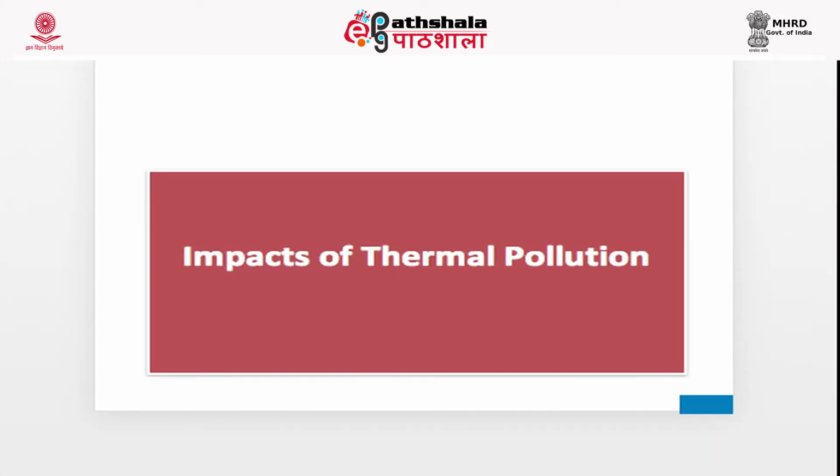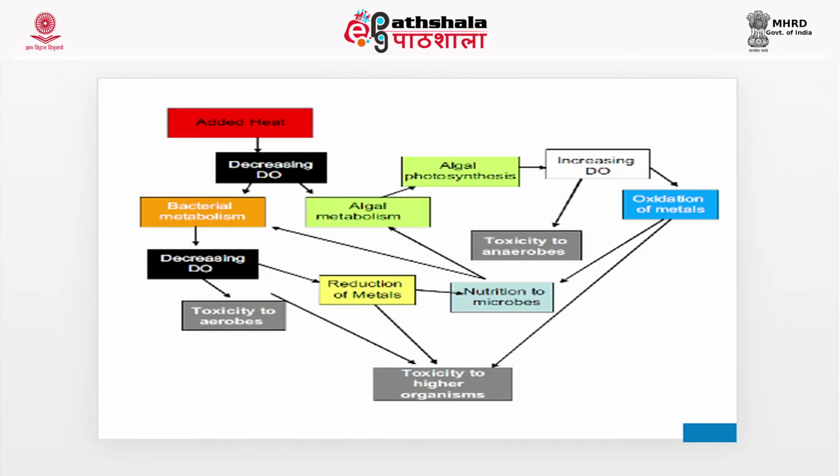Now we will discuss the impact of thermal pollution. There are many impacts of thermal pollution on physical and chemical properties of water as well as on aquatic organisms. This figure depicts the effects of thermal pollution, like decrease in dissolved oxygen content, increased algal metabolism and algal photosynthesis, toxicity to anaerobes, reduction of metals and toxicity to higher organisms, which leads to sudden death of the aquatic organisms. Now we will discuss the various impacts one by one.